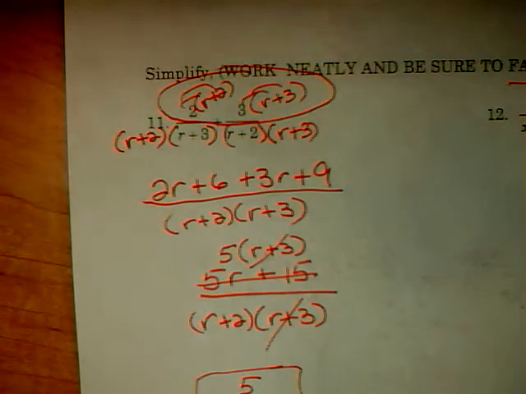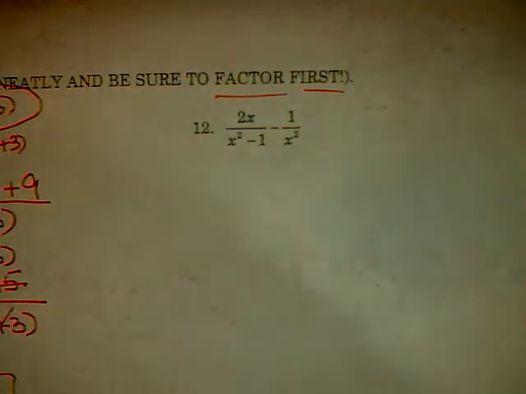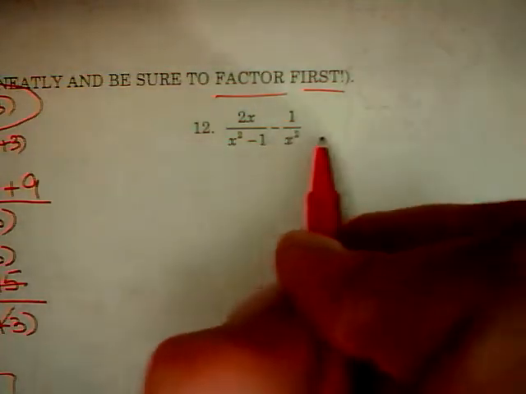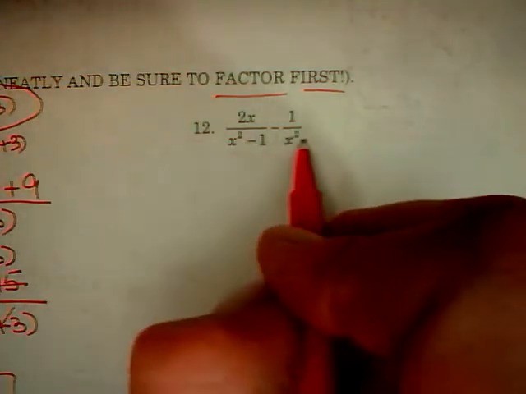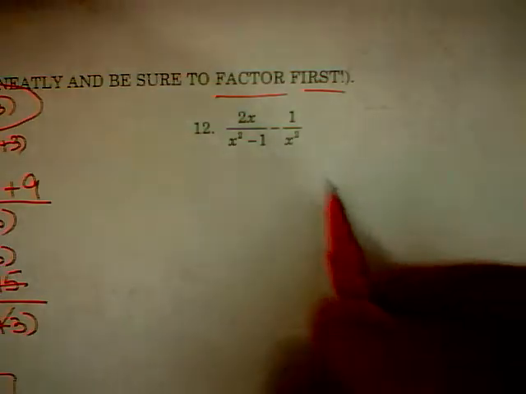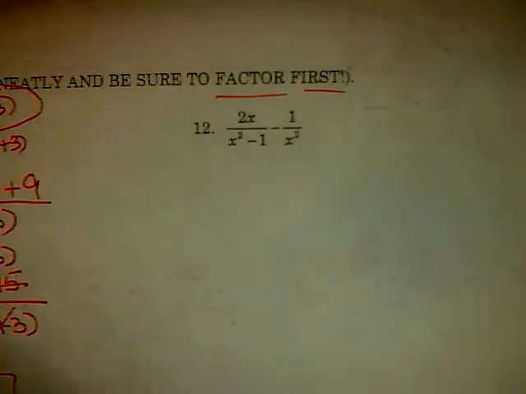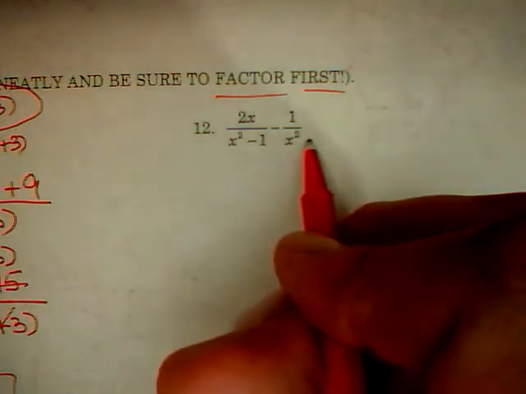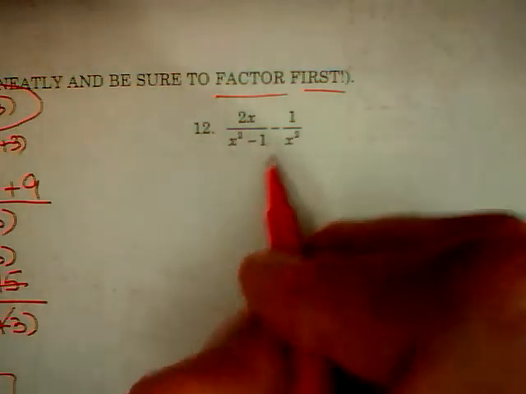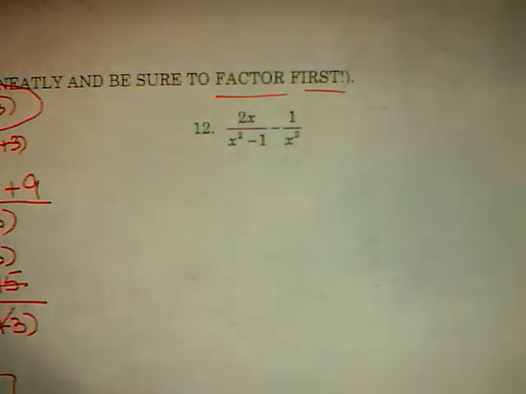Okay, so that's the first adding problem. Let's move on to a subtraction problem. In number 12, again, we need to factor first. And there's always a temptation here to just put a minus 1 here. You can't come up with a common denominator that way. Common denominators have to be factors, and that's not a factor there. Factors are things that are multiplied, and this is subtraction here.